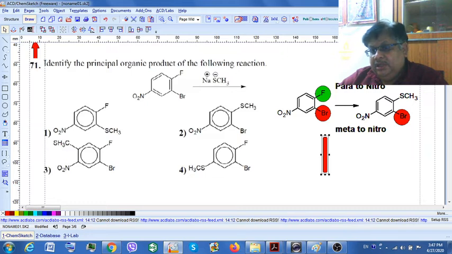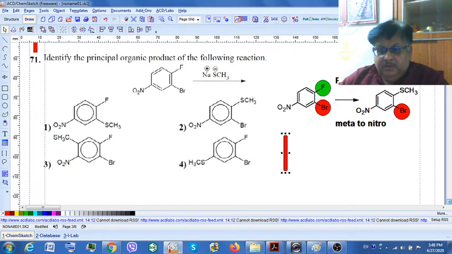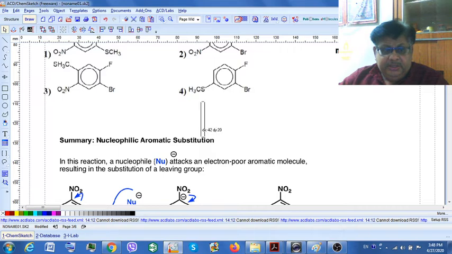NO2 is at para to fluoro, bromine is meta to nitro. So fluorine is likely to get replaced or can undergo nucleophilic aromatic substitution with this compound here, as I have indicated by my pointer, which is CH3S minus. Now let us look at the reasons for it. Below are the reasons here.